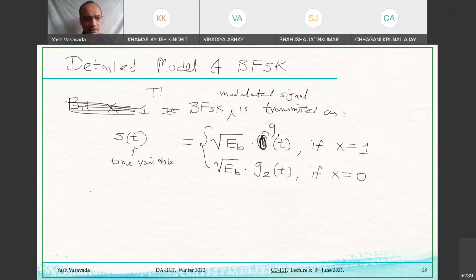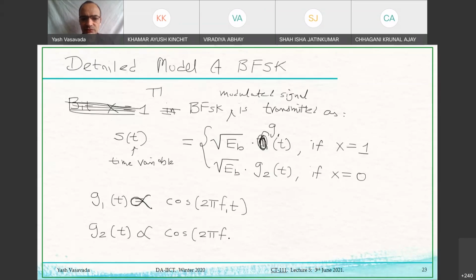Now, what is G1 and G2? So I can say that G1 of t is an electromagnetic wave. So I will actually make it proportional, not equal. G1 of t is proportional to cosine of 2 pi f1 t. Now this f1 is the frequency. It's the same frequency that we had mentioned on the previous slide. And G2 of t, as you can guess, would be a cosine signal. It will be proportional to a cosine signal at frequency f2, 2 pi f2 t.